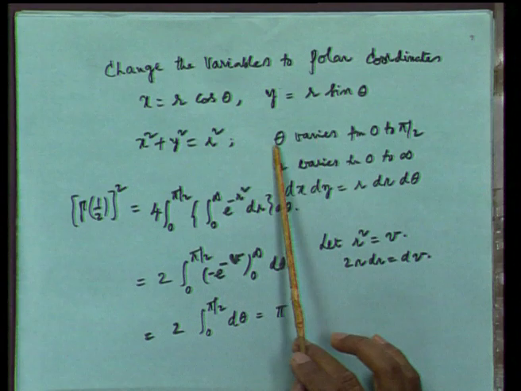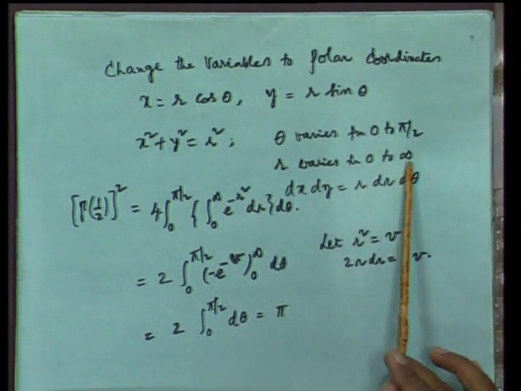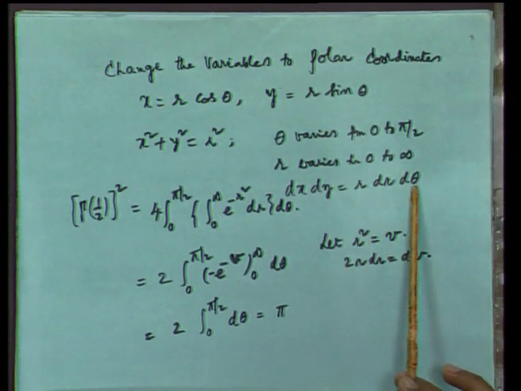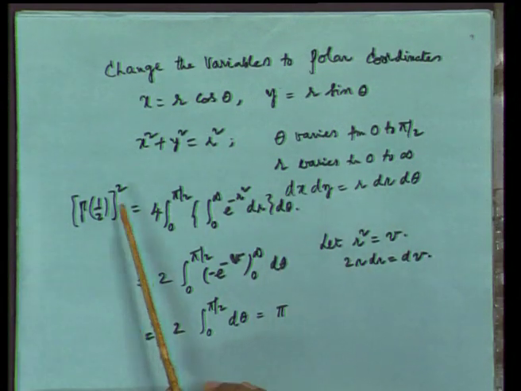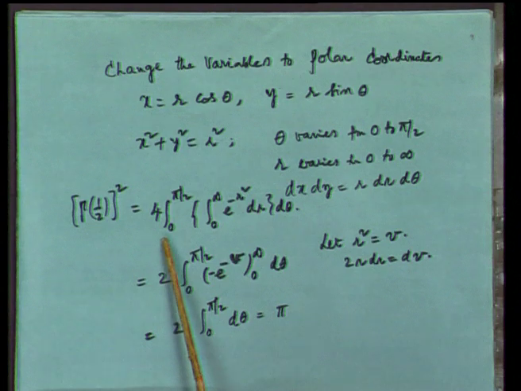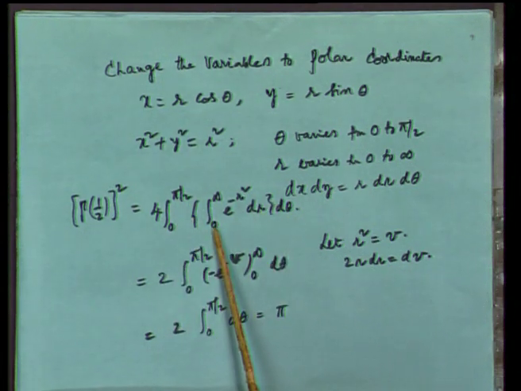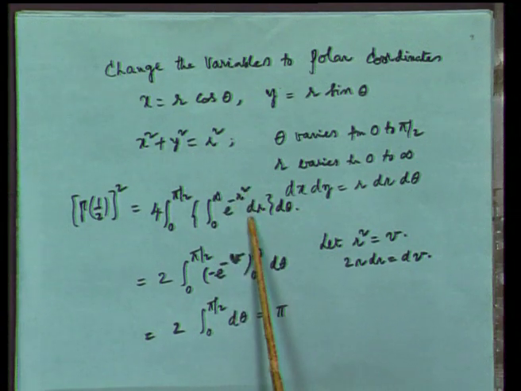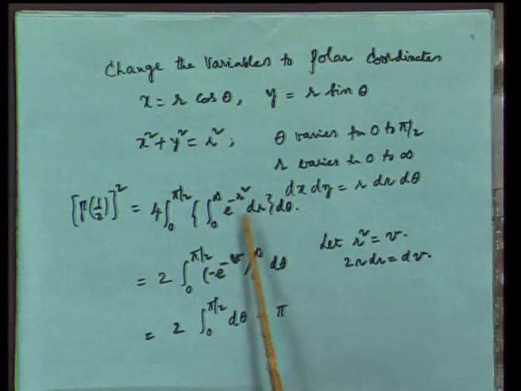So, theta varies from 0 to pi by 2 and r varies from 0 to infinity, and dx dy of the integral is equal to r dr d theta. It can be easily obtained. Now, based on that, gamma half whole squared will be equal to 4 into the integral from 0 to pi by 2, and within the brackets the inner integral is the integral from 0 to infinity of e to the power of minus r squared dr, into d theta. It is just like your earlier e to the power of minus x squared dx.